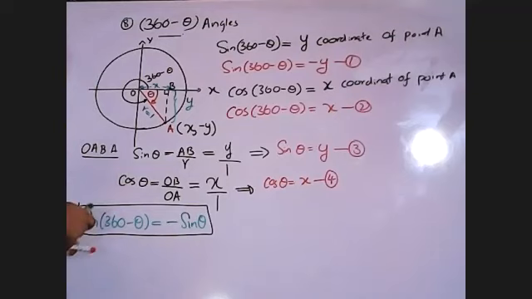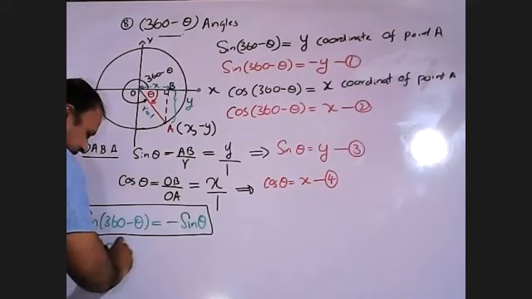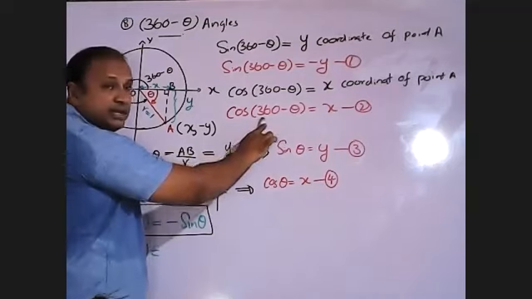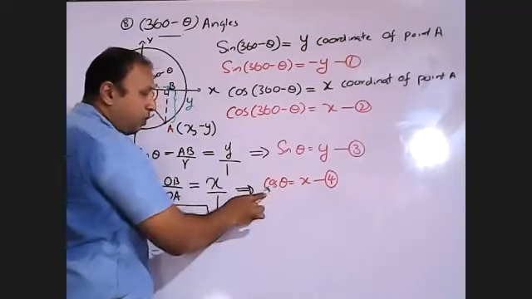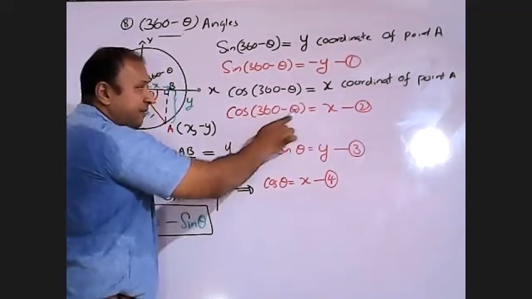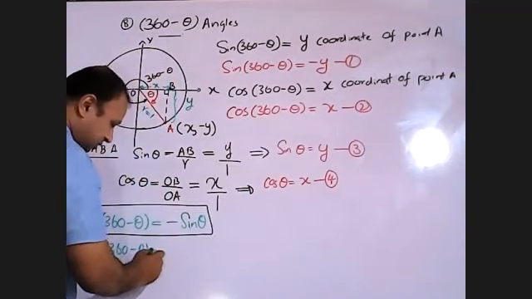Then cos 360 minus theta is equal to x. Cos theta is also equal to x. Therefore, cos 360 minus theta should be equal to cos theta.